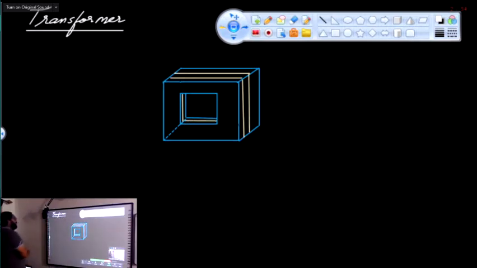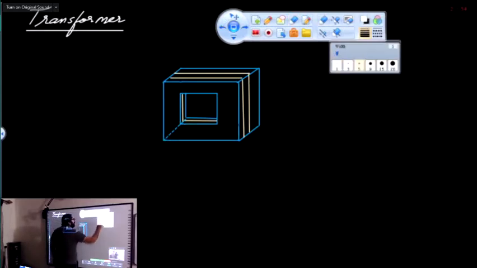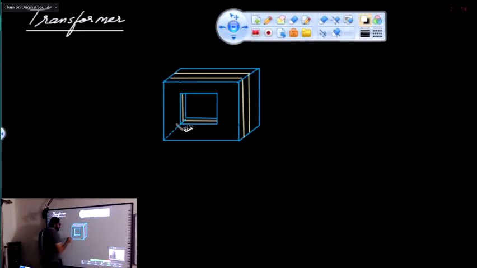Okay, so now we have soft iron sheets. These soft iron sheets are separated by a dielectric medium, as you can see from here.